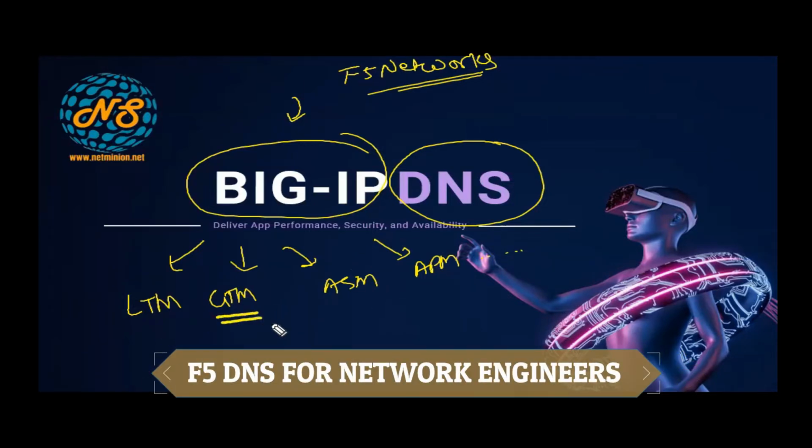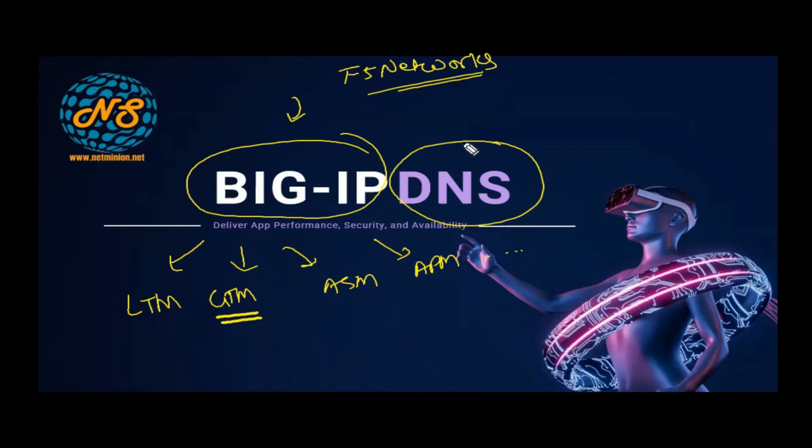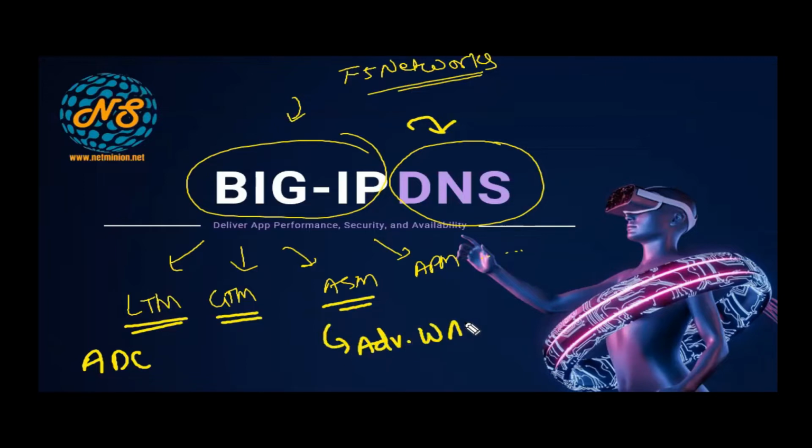GTM was the former name. The new name is DNS. Similarly, LTM is now named ADC, Application Delivery Controller. ASM's new name is Advanced WAF. So today we are going to talk about the module named DNS.